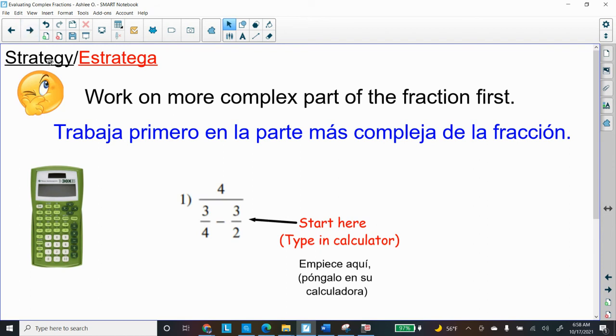Here's a strategy that I recommend highly when coming down to working on problems. Work on the more complicated or complex part of the fraction first. So that way, if you simplify it, it'll be easier to deal with. Like here's our first question. We have 4 over 3/4 minus 3/2. So I would get my calculator, and this is where I would start right here, trying to find out what this is, because you have a subtraction problem in the denominator.